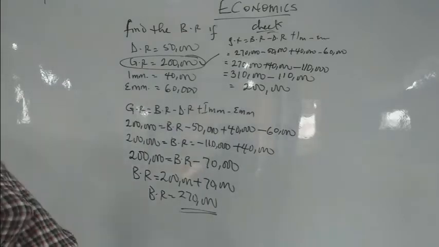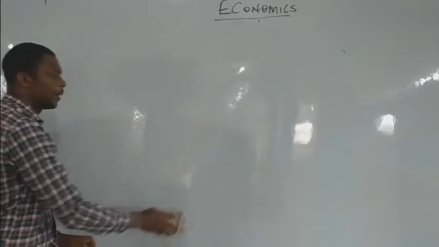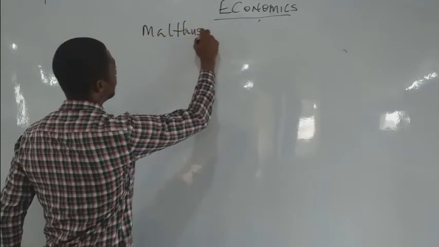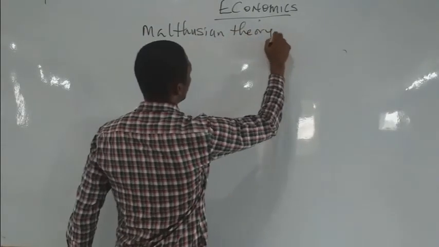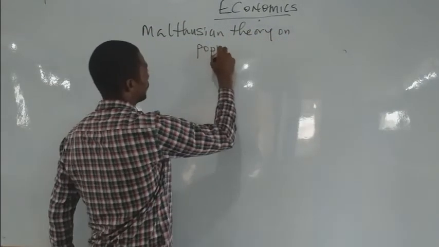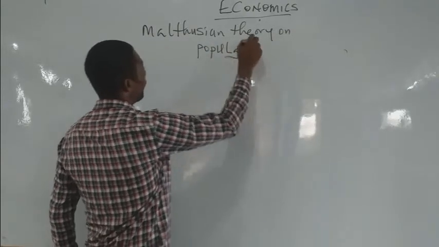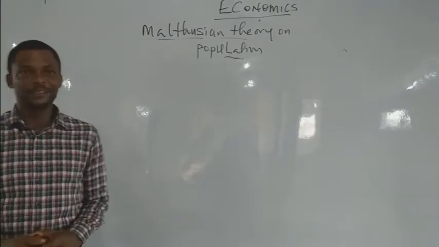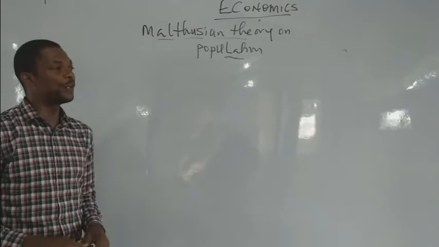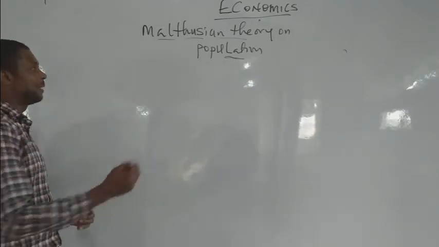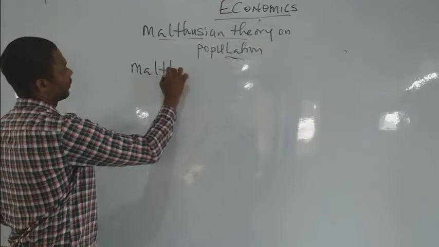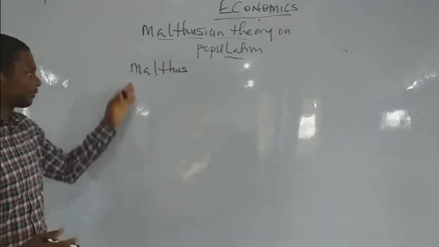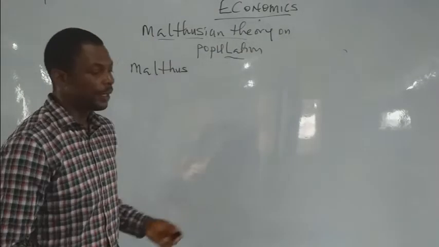Let me write it on the board so you can see properly: Malthusian theory on population. Who is this man? In the 18th century he was a very popular figure. His name was Malthus. Because he came up with the theory, the theory was named after him.